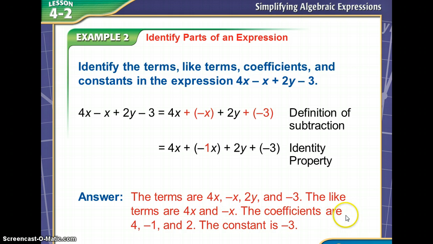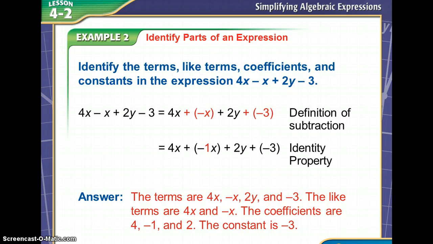Now let's look at the coefficients. The coefficients: 4, because it's being multiplied by the x, negative 1, because it's also being multiplied by the x, and 2, because it is being multiplied by the y. The negative 3 then is your constant. It is a constant value.